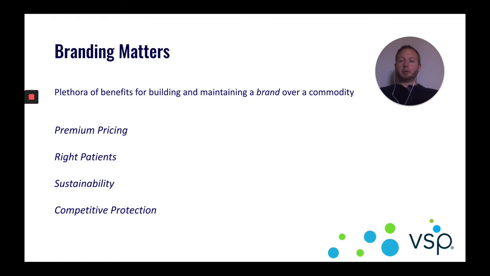So when we look at the benefits, let's focus on these four, and we're going to dive into them. Number one is premium pricing. You're going to find the right patients. You can sustain your revenue and your growth, and it protects you from competitors that are coming into the market.